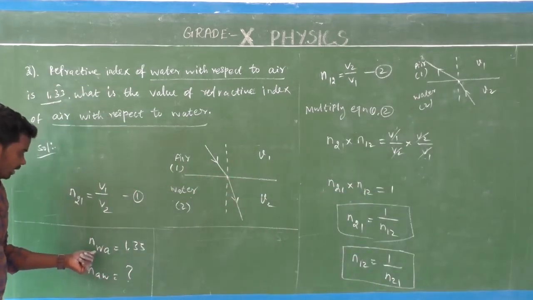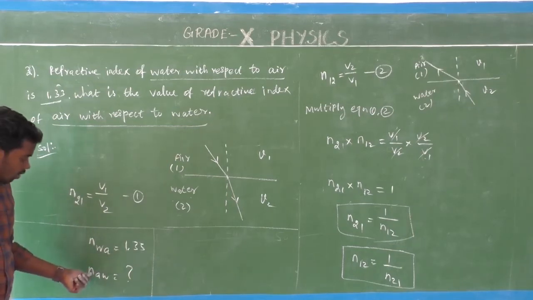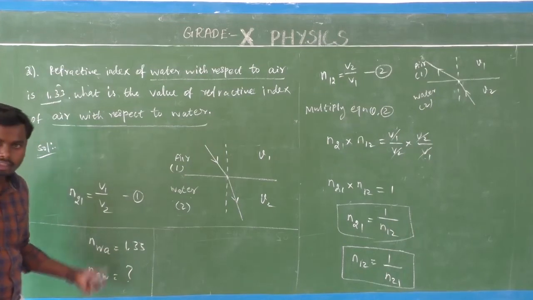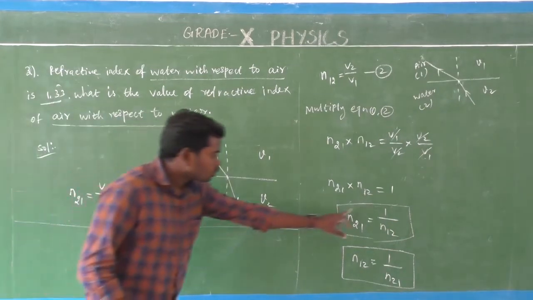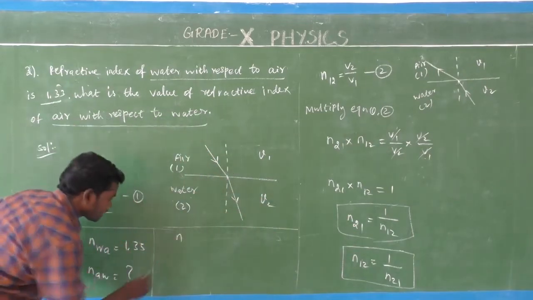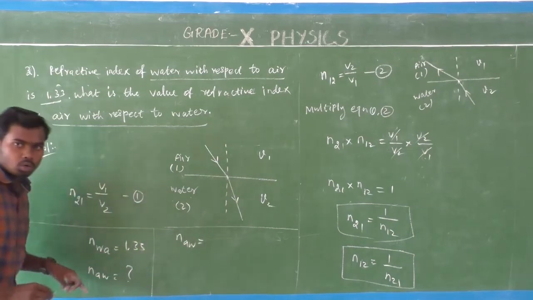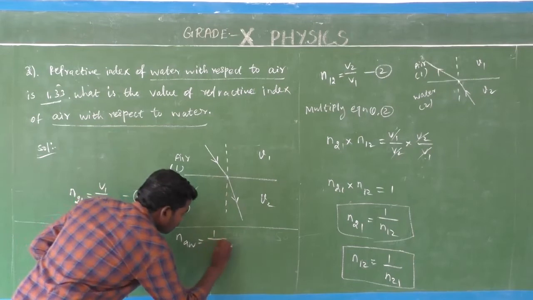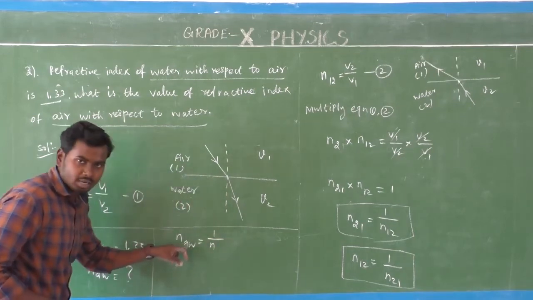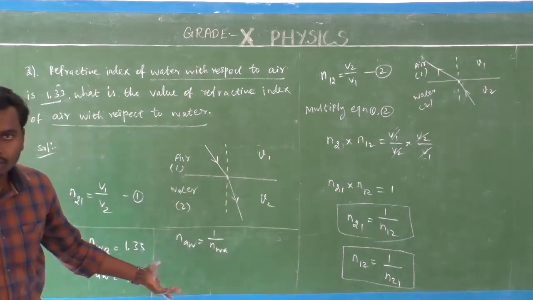Because look here, we know the refractive index of water with respect to air. But what is the question? Calculate the refractive index of air with respect to water. That is ulta, am I right? So if you use this formula, the refractive index of air with respect to water is equal to the reciprocal of the refractive index of water with respect to air, interchanging the medium. Can you write that? Yes, we can write that.